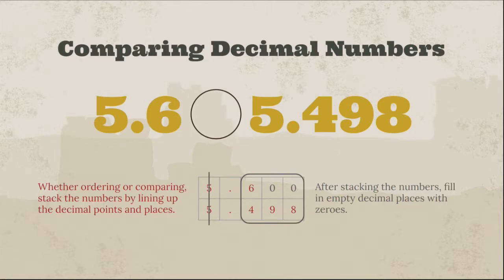Starting from the left, moving to the right, that's how we compare numbers. The fives are the same, so that's not going to help us. And then when we look at the decimal portion of the numbers, we could look at it just at the tenths place, but I think it's easy just to look at the numbers. 600, 498. Well, 600 is definitely larger than 498. So 5 and 6 tenths is greater than 5 and 498 thousandths. Just because our decimal number is longer doesn't mean it's the bigger number.